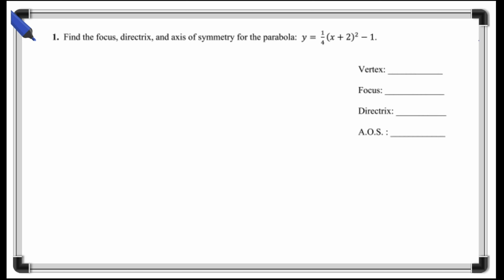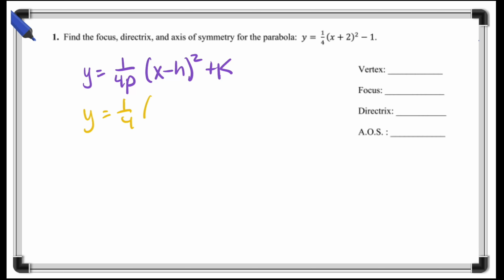So with this parabola, it is on the vertical axis, so we have y equals 1 over 4p, times x minus h squared, plus k. So now let's write our parabola here. It was 1 over 4, and then minus 1 here at the end. To find our vertex, it is h comma k. So our h and our k are -2 and -1.